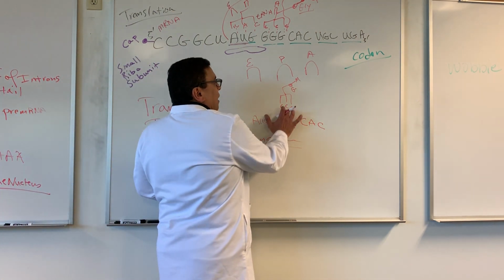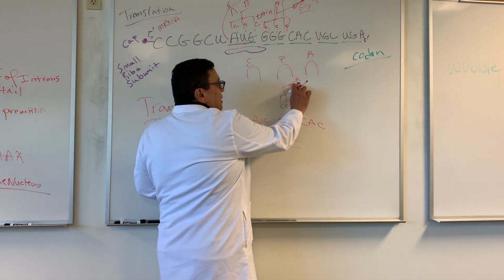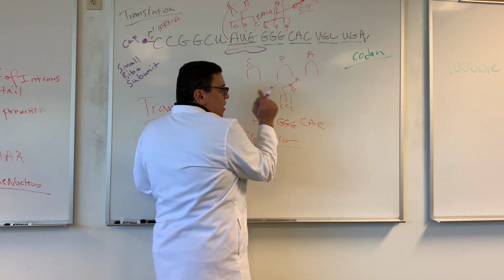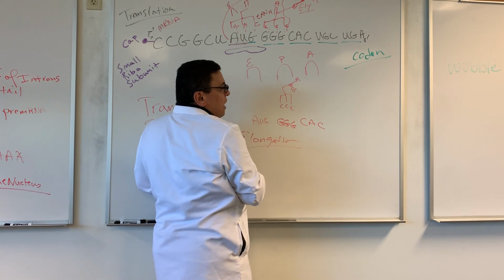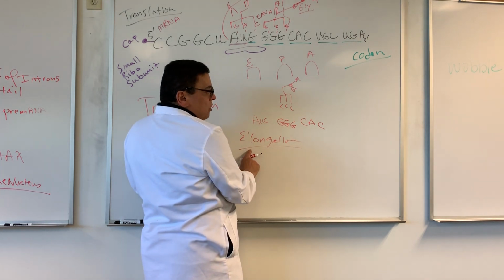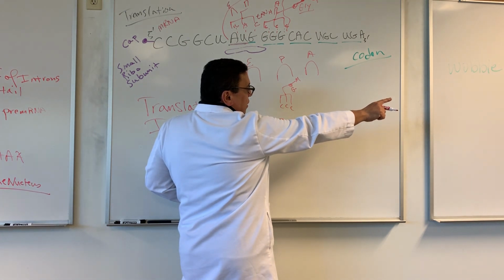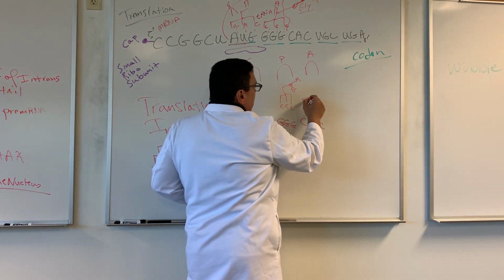The P site will now have the glycine and the methionine. The A site is empty. It's going to read this one, CAC, because we're still in elongation. What's CAC going to bring in? Histidine. Very good.